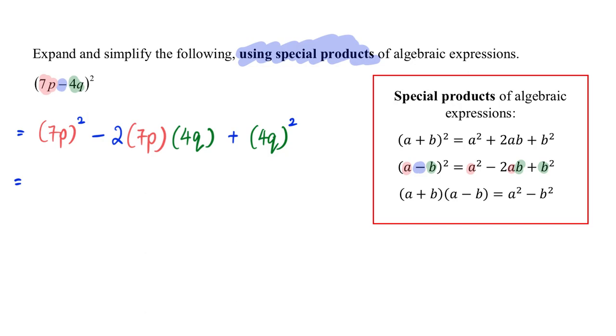And after which, continue to simplify. 7p squared is 7², 7 times 7, 49. p² is p times p, p². And after which, 2 times 7 times 4, negative. Do take note. So this will be equals to negative 56. p times q is pq. And (4q)² is 4 times 4, 16. q times q, q². And there are no more like terms.